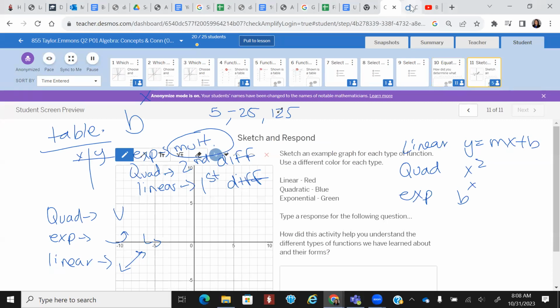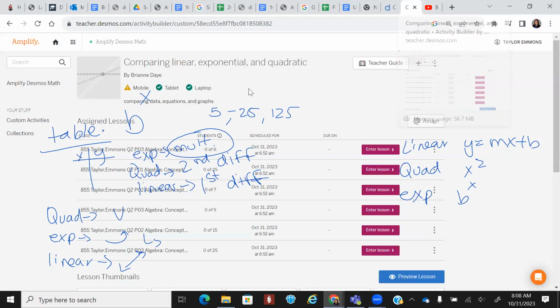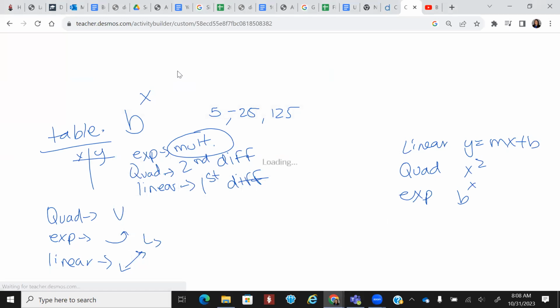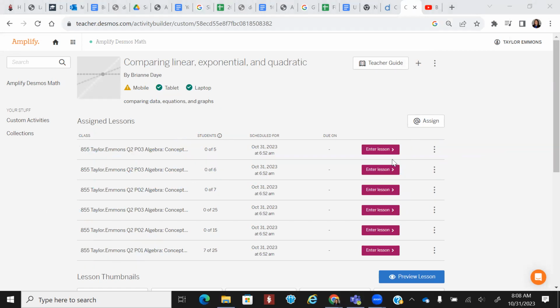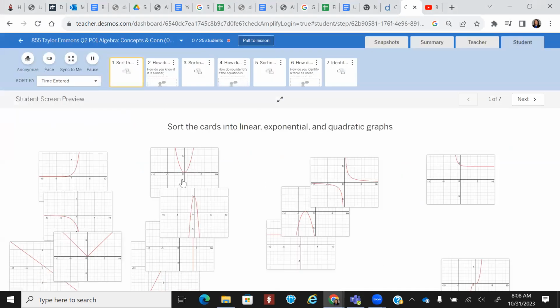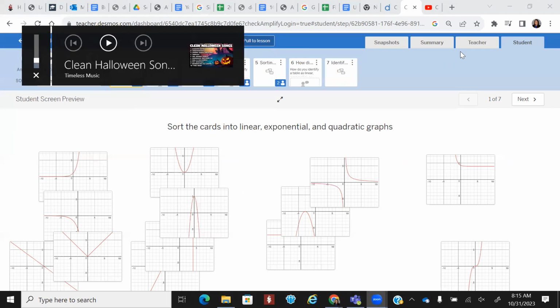All right, go ahead and back out of that, Desmos, and go ahead and go to the one that says comparing linear, exponential, and quadratic. So, no, go ahead and skip it. Okay. Go ahead and go to the other one. And I want you to go ahead and sort these cards. I want you to sort them into linear, exponential, and quadratic. I'm going to give you about 3.